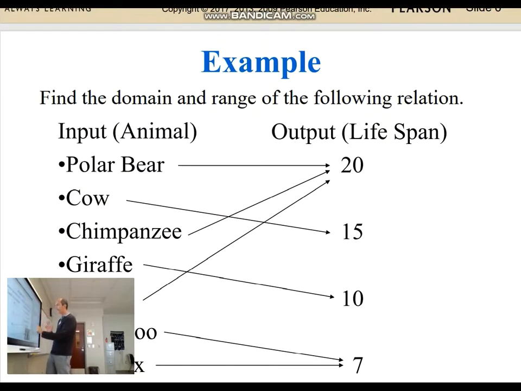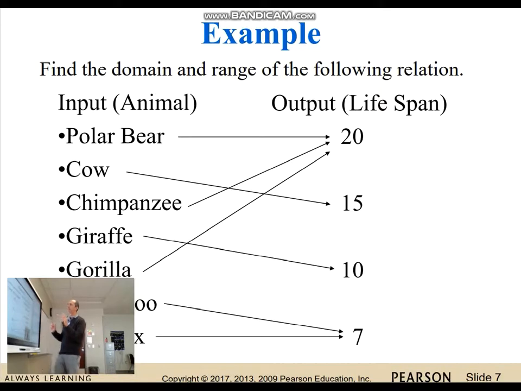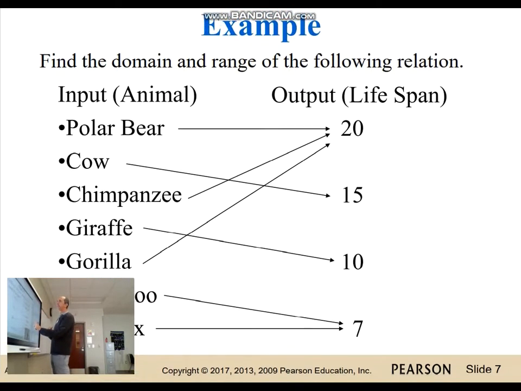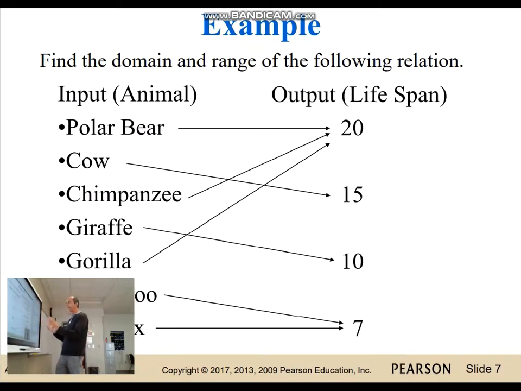Okay, pretty simple. Now let's see another example. It's slightly different because now the input is animals, and the output is the lifespan. The domain is going to be the x, which is the left column, the inputs, and the range is going to be the y coordinates, so the y output.